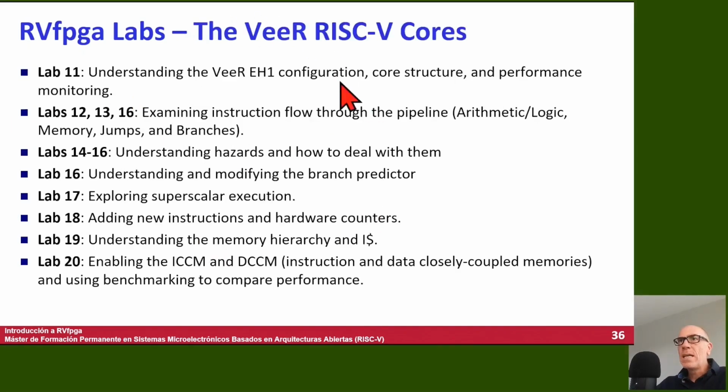The final set of practices, 11 to 20, focus on RISC-V cores, analyzing their function, instruction execution, and potential extensions in detail. Additionally, the memory hierarchy of the RVfpga system is examined. Practice 11 introduces EH1, explaining its core structure and how to use performance counters.